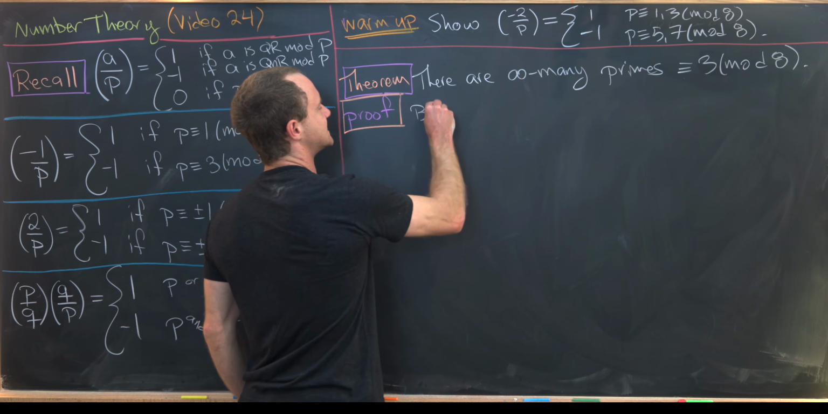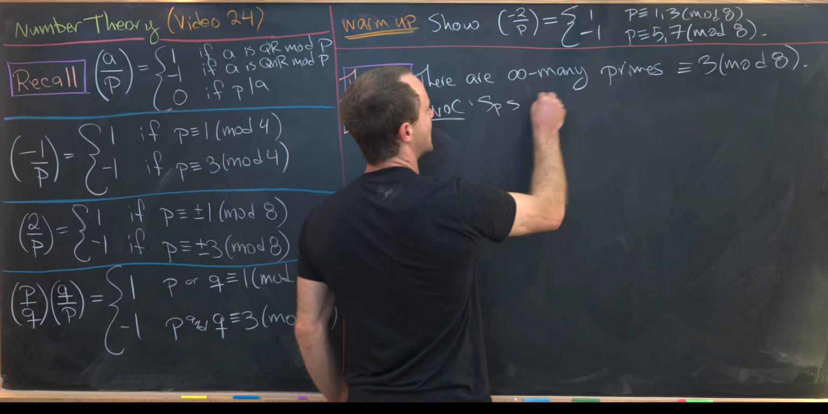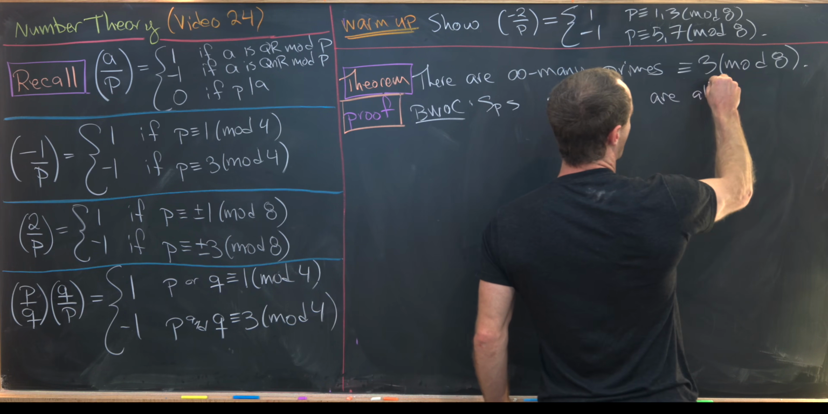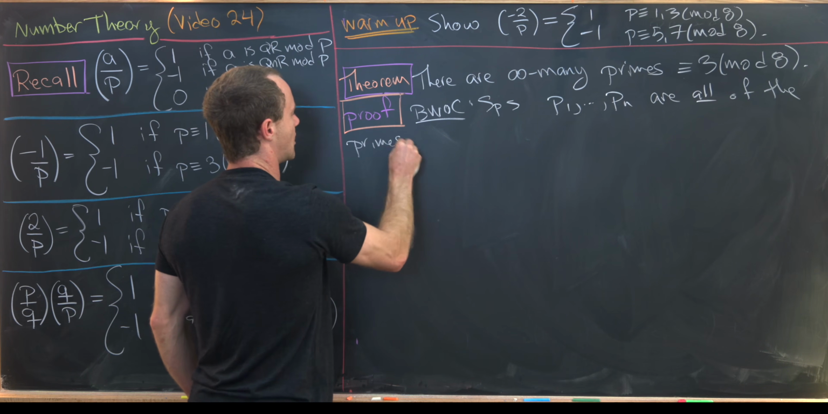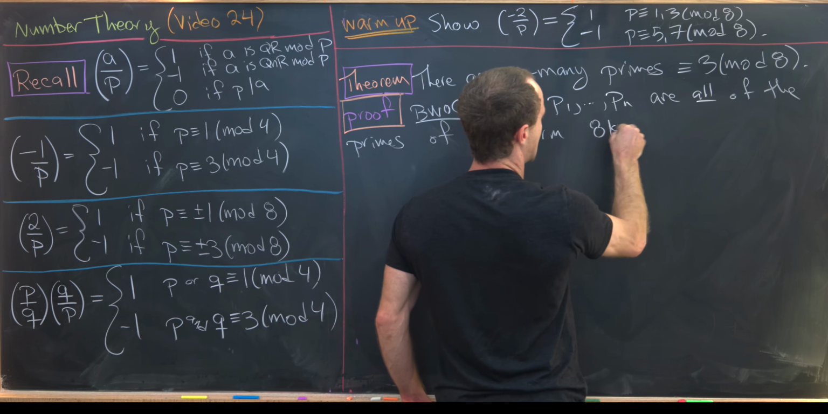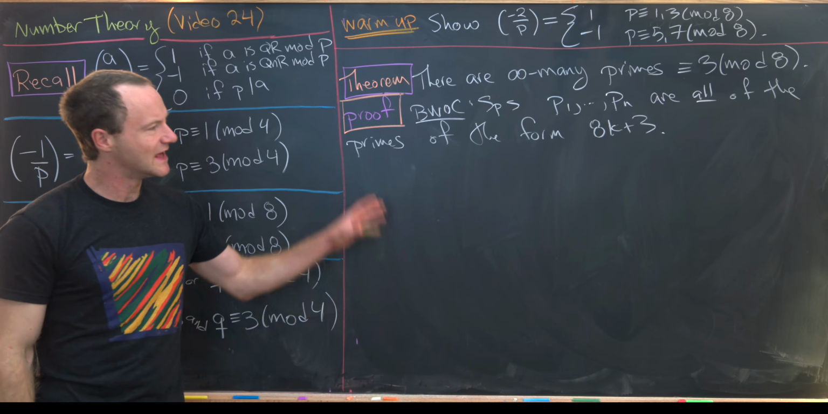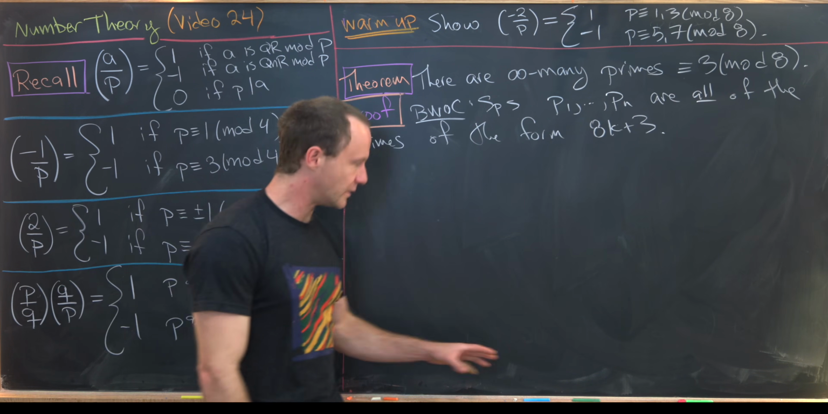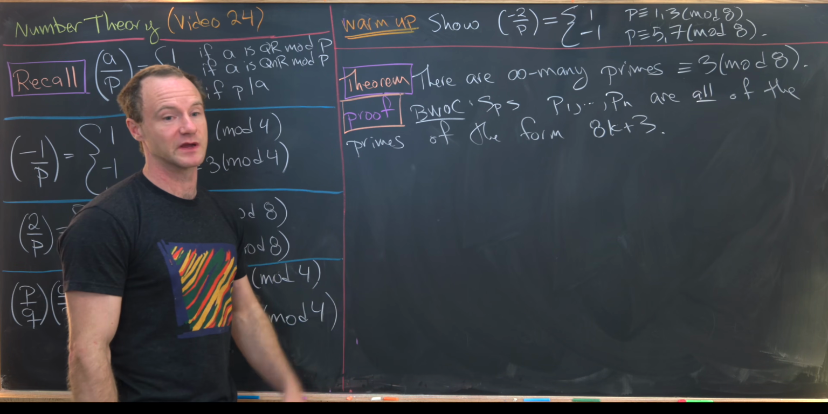So we're going to do this in the standard method of a proof by contradiction. So we'll start out by supposing that P1 to Pn are all of the primes of this given form. So let's say all of the primes of the form 8k plus 3. In other words, they're all the primes that are congruent to 3 mod 8. Now we want to work towards a contradiction. So what will we contradict? Well, we will contradict this assumption that there are only finitely many primes, and that'll be a problem.